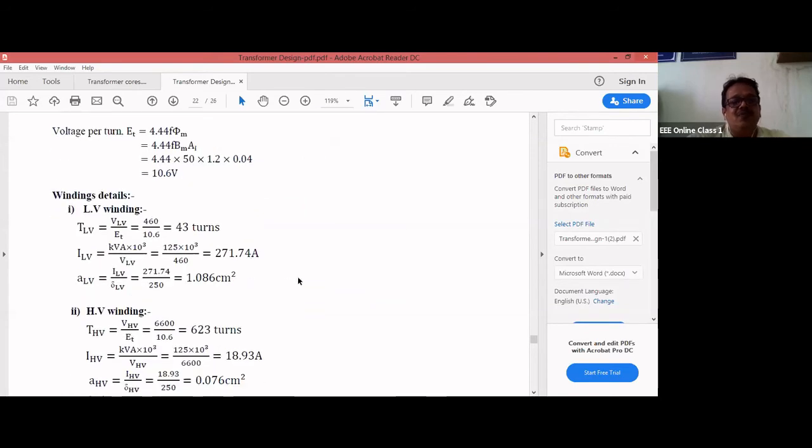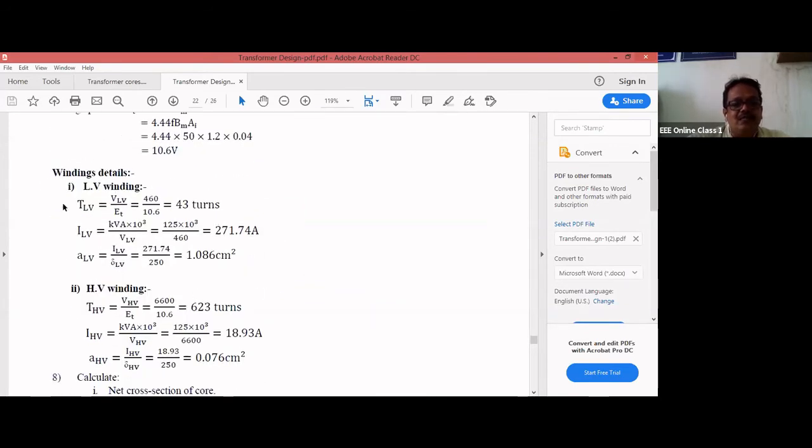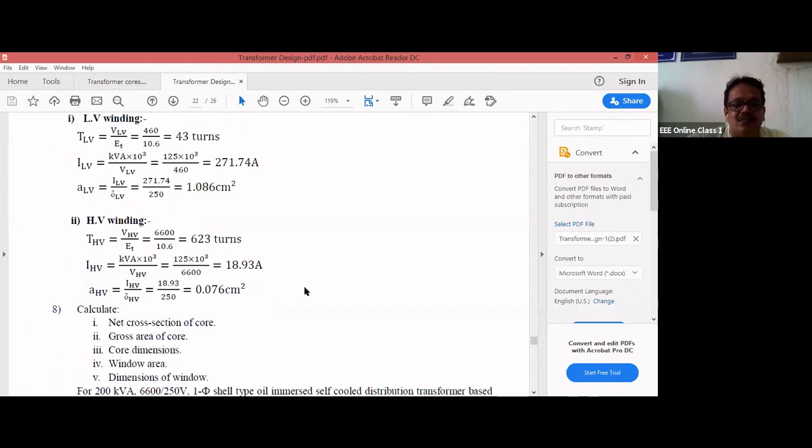Likewise, you calculate the winding details. First you calculate ET, then you calculate the winding details of the LV winding and HV winding. These are three problems; you have 2 more problems. I will take the 2 more problems in the next class. After solving them, I will start the theory part, the no load current. Some theory part I'll start tomorrow, and we'll continue with the next part, to find out the no load current of a transformer.